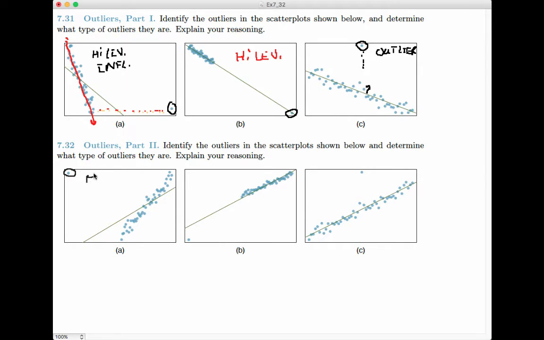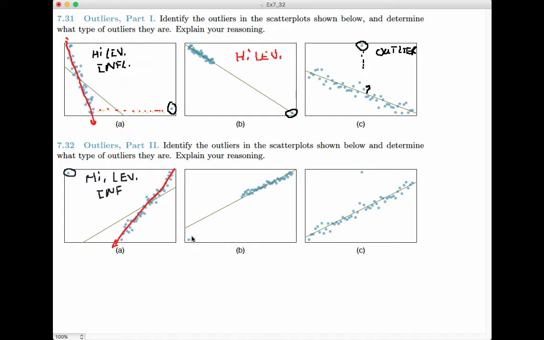So this has both again: high leverage, and it's influential. And again, we can see what the influence of that data point is upon our regression model. We would think our regression line should look something like that, and instead it's been pulled away because of that data point.